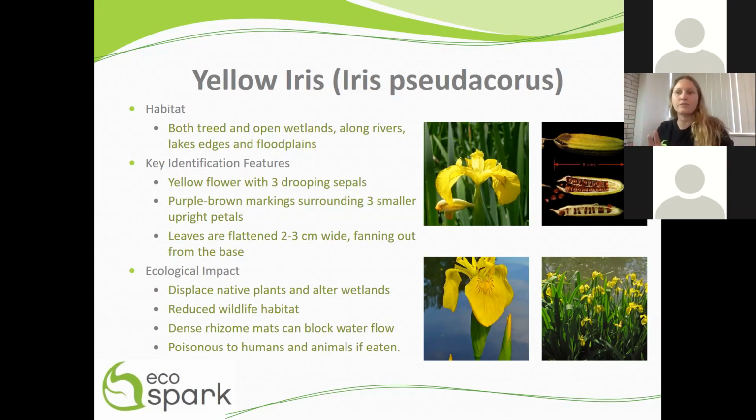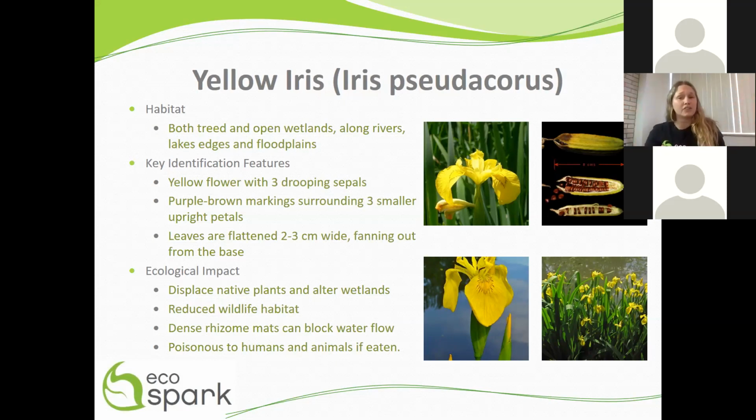The flowers for these species often bloom between April and July. They grow in groups of about 2 up to 10 and can reach heights of about 1 meter. The leaves are often flattened and they fan out from the base of the plant.